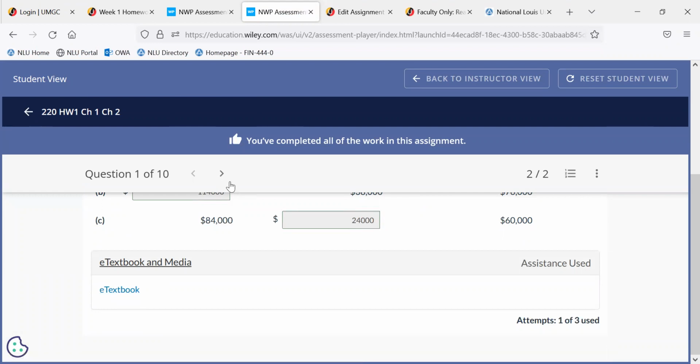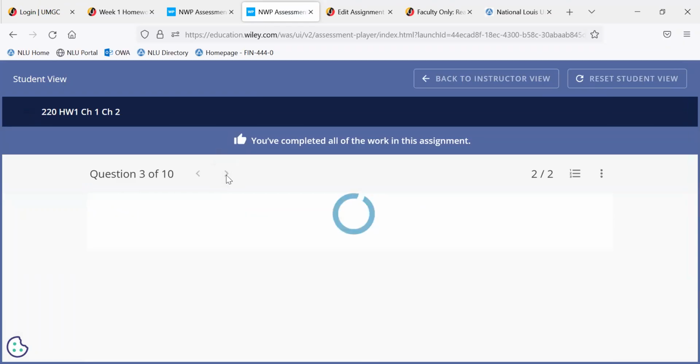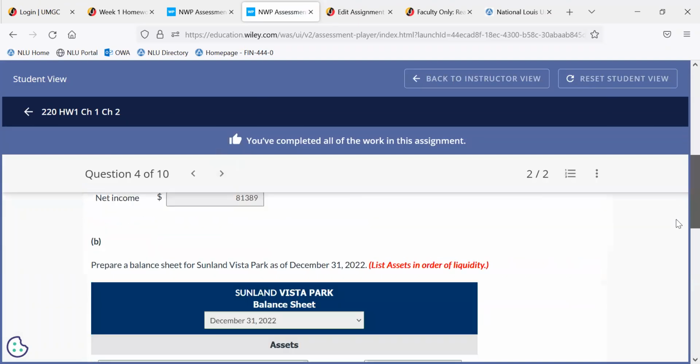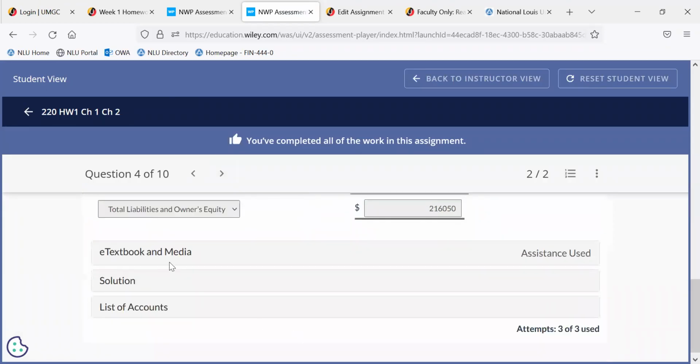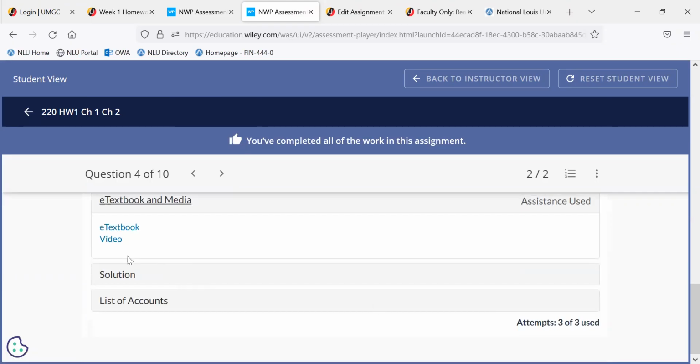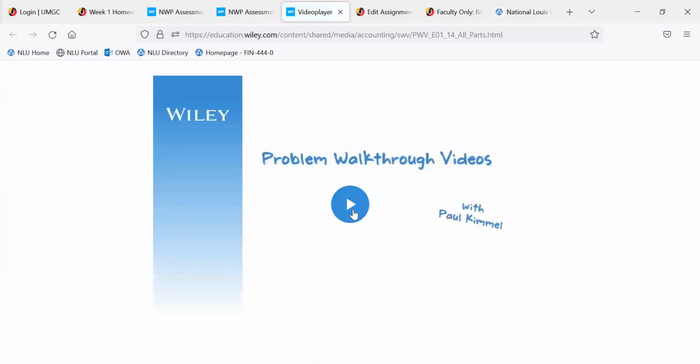If you click on that, it shows you what part of the textbook you need to read to be able to solve a problem. If we go to question 4, you will see that when you go to the e-textbook and media, it not only gives you a textbook, but it also allows you to click on a video. And if you were to play that video, it's a walkthrough on how to complete the problem.